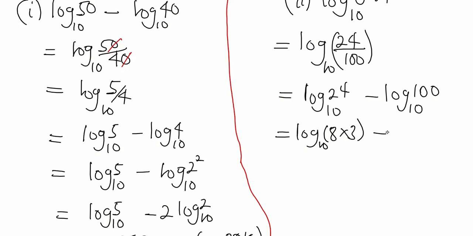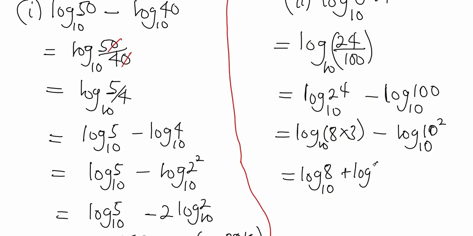And then also, when we look at the logarithm of 100, 100 can also be expressed as 10 exponent 2, and then we have our base 10 here. Now if that continues, then when we look at the logarithm of 8 times 3, it is a single logarithm, and we can expand by using the laws of logarithms. So it implies that we are going to have the logarithm of 8 base 10 plus the logarithm of 3 base 10 minus, now this exponent 2 can be written as a coefficient to the logarithm of 10 base 10.